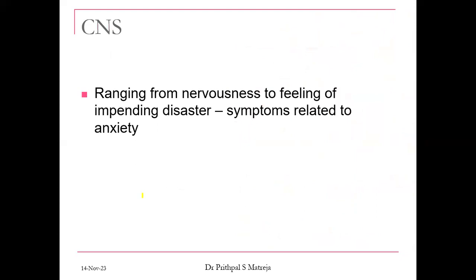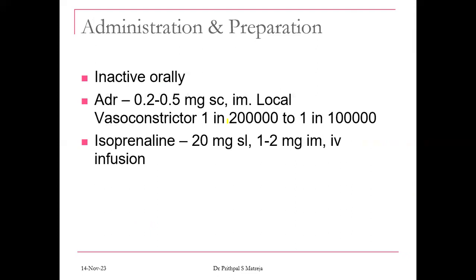In the CNS, although we don't have any direct effect, the effect could range from nervousness to feeling of impending disaster, and these are symptoms related to anxiety. Now, talking about the administration and preparation of adrenaline, isoprenaline and noradrenaline, all these drugs are inactive orally. Adrenaline is used in the dose of 0.25 to 0.5 milligrams subcutaneously or intramuscularly, and as a local vasoconstrictor, it is given in the dose of 1 in 2 lakhs to 1 in 1 lakh.